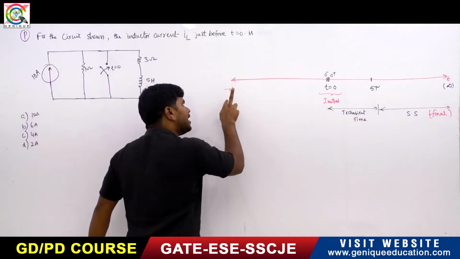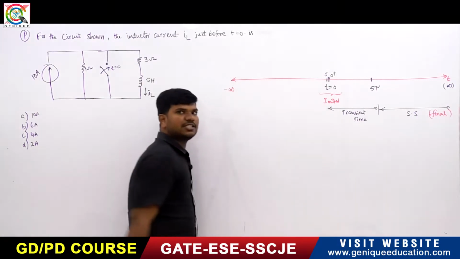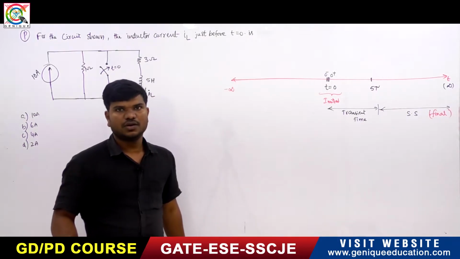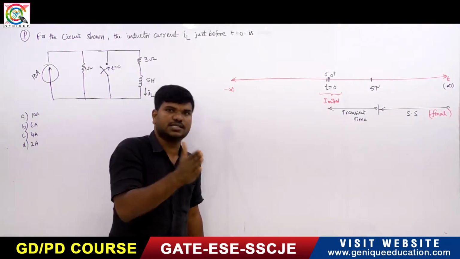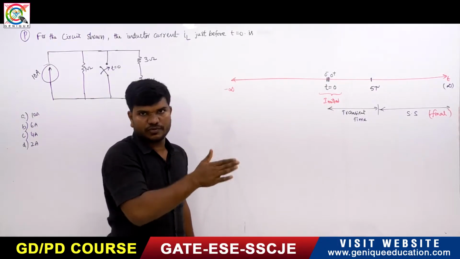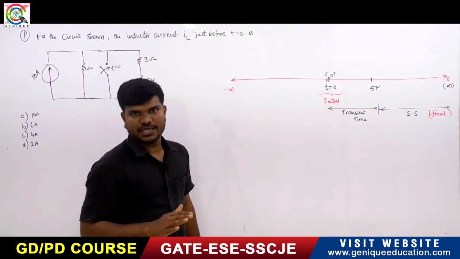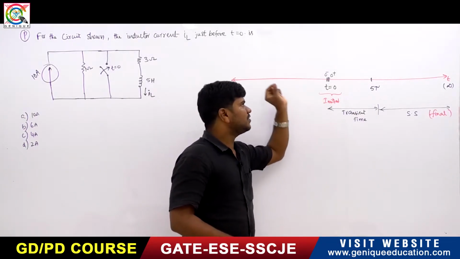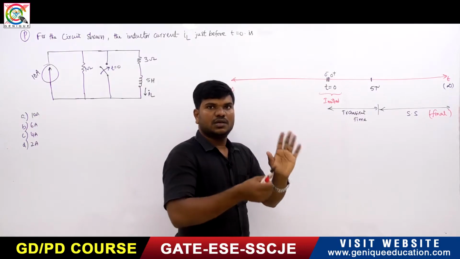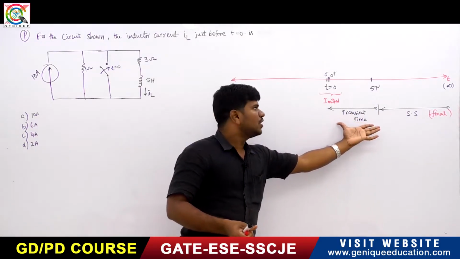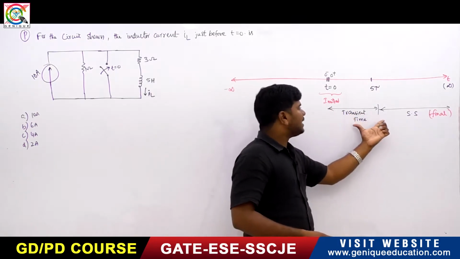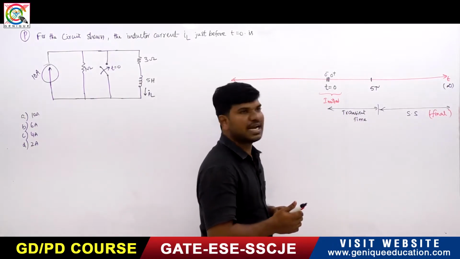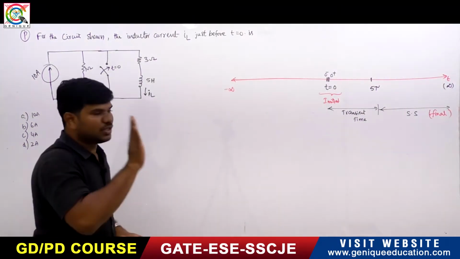Okay, so from minus infinity until the switching takes place, the circuit is stable, right? The circuit is not touched before that. Whenever the circuit is under switching, the changes start. From switching to 5 time constants is called the transient time. After 5 time constants is called the steady state time, right? So this is the point.